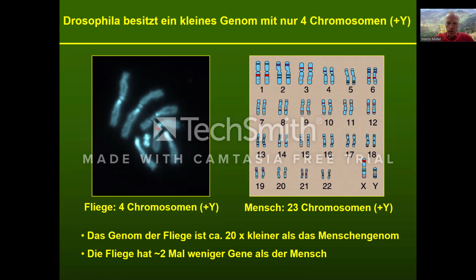Anyway, the fact that the fly genome is so small makes it, of course, also much better suited to do genetics with it, because you don't have to follow 23 chromosomes, but you have only to follow 4 chromosomes. So this is certainly a big advantage.